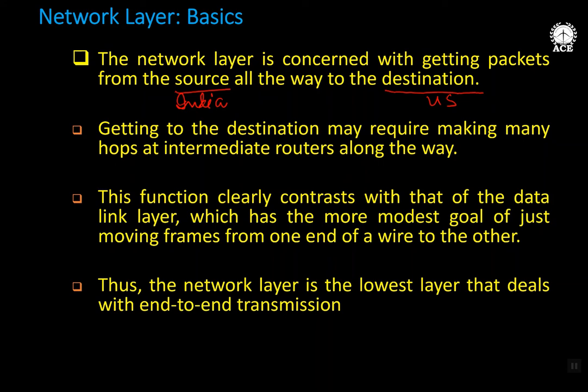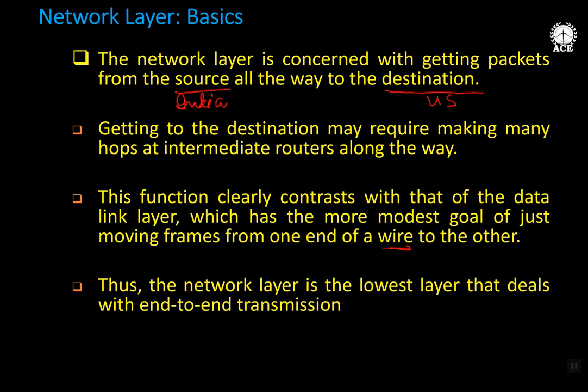I'm going to show you this particular scenario by means of a diagram, the architecture used for ensuring data transfer from one machine to another. This function of network layer clearly contrasts with that of the data link layer. The data link layer has the modest, simple goal of just moving the frame from one end of the wire, not the subnet, to the other. So this is wire-to-wire communication in the data link layer, whereas network layer is host-to-host communication. That is why we say network layer is the lowest layer that deals with end-to-end transmission.